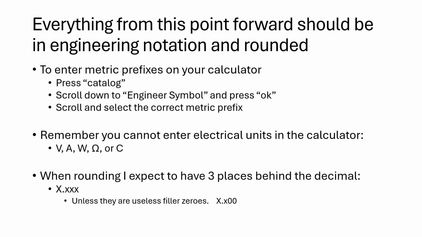Also, we are rounding all of our numbers, so I expect at least 3 spaces behind every decimal place. So if I give you a number or you give me a number, you got a decimal point, I expect 3 spaces behind it. Unless, of course, you got those unnecessary, useless filler zeros. Those, I don't care for those. You can, at that point, drop those things off because it's unnecessary.